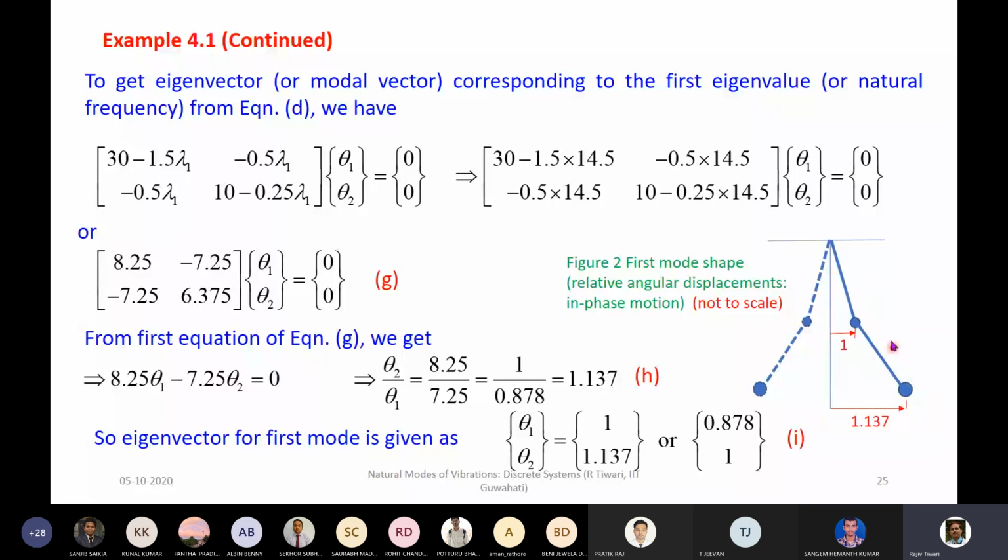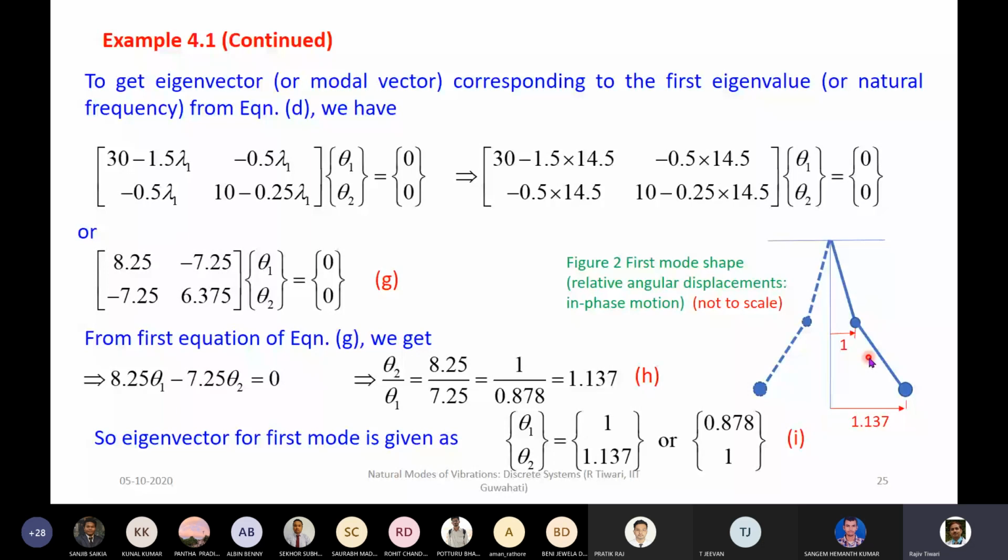At any particular instant, if the system is vibrating with the first natural frequency, theta 1 and theta 2 will have a fixed ratio. If it goes to the other extreme, it will follow the same pattern. Even in the intermediate positions, it will have the same ratios.